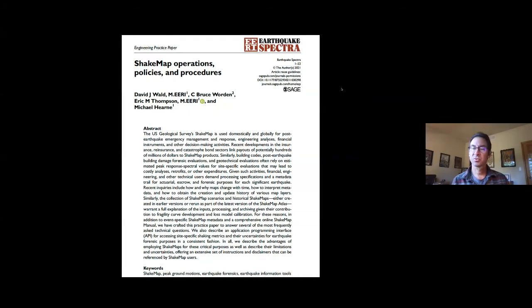And so just recently we published a paper that details the ShakeMap operations, policies, and procedures, because the maps change with time immediately after the earthquake. As more data come in, we can update the maps. As more information about the magnitude and location of the fault comes in, we can update the ShakeMaps. And our users need to know exactly what's happening and where to get information about those changes.